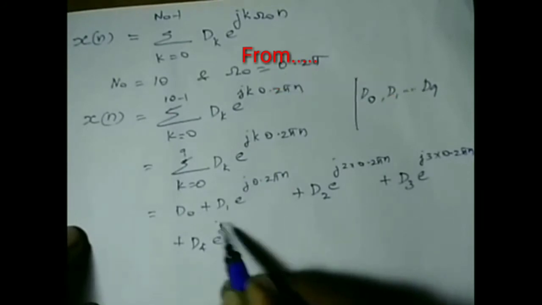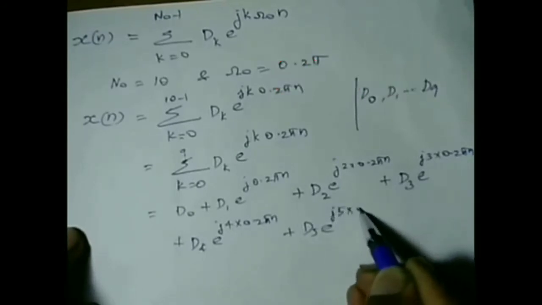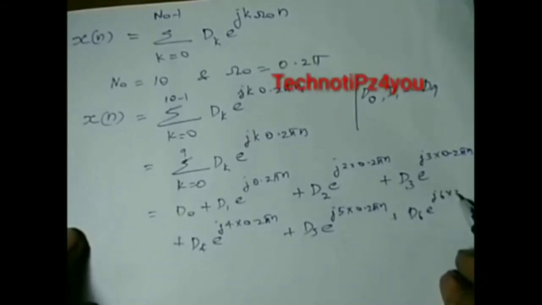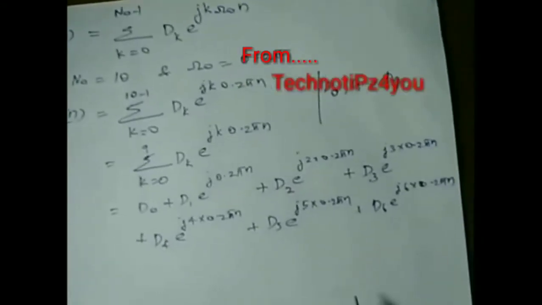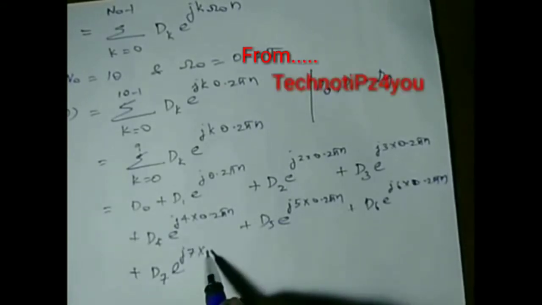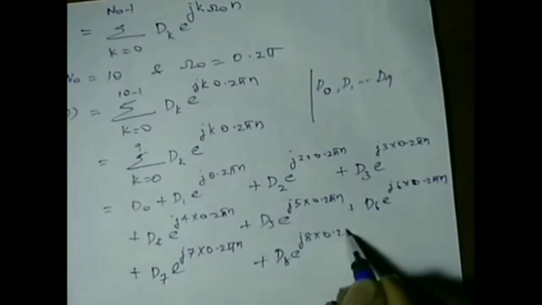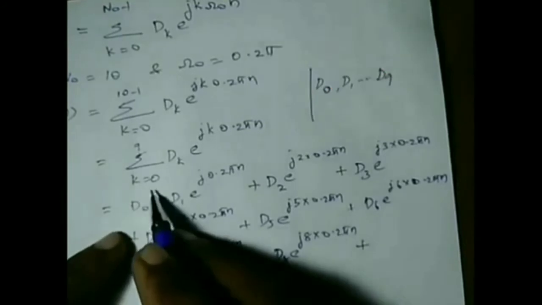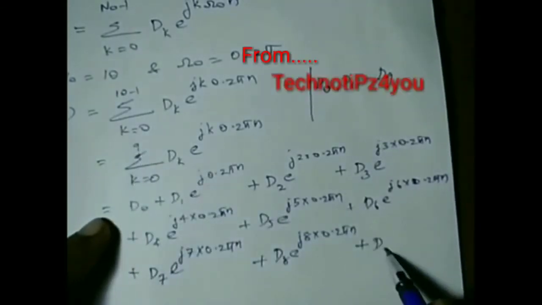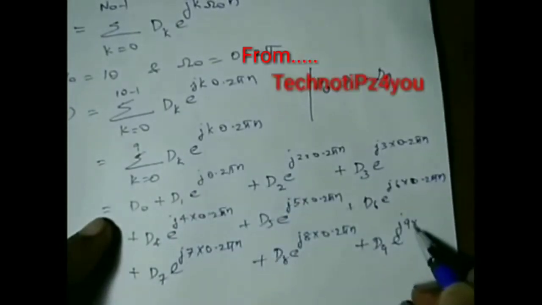plus d4 e raised to j 4 into 0.2 pi n, plus d5 e raised to j 5 into 0.2 pi n, plus d6 e raised to j 6 into 0.2 pi n, plus d7 e raised to j 7 into 0.2 pi n, plus d8 e raised to j 8 into 0.2 pi n, and finally for the upper limit, k equal to 9, we have d9 e raised to j into 9 into 0.2 pi n.